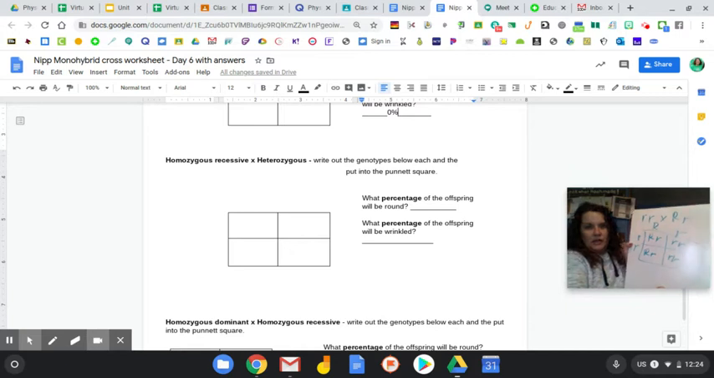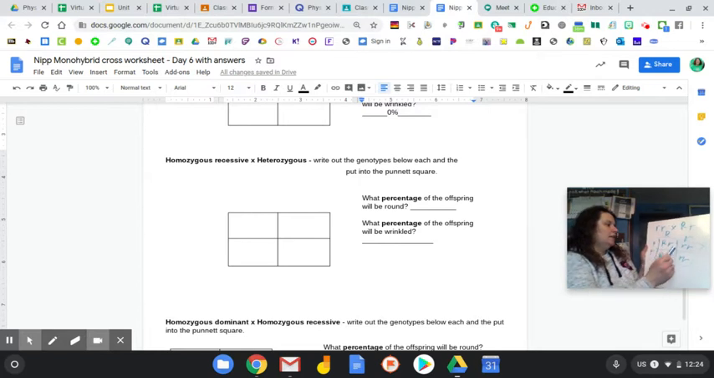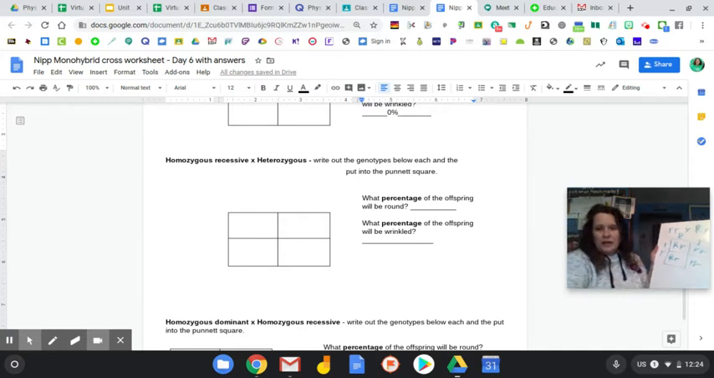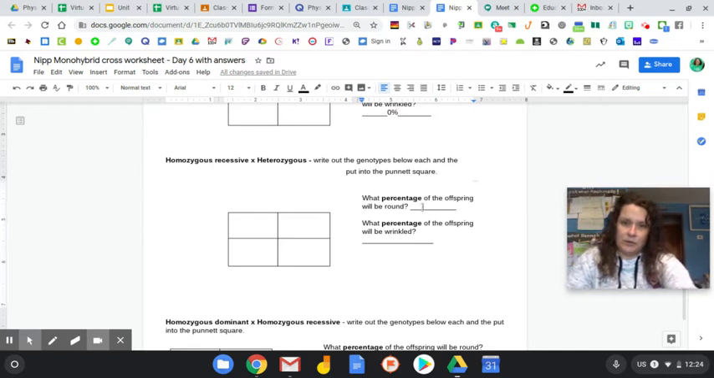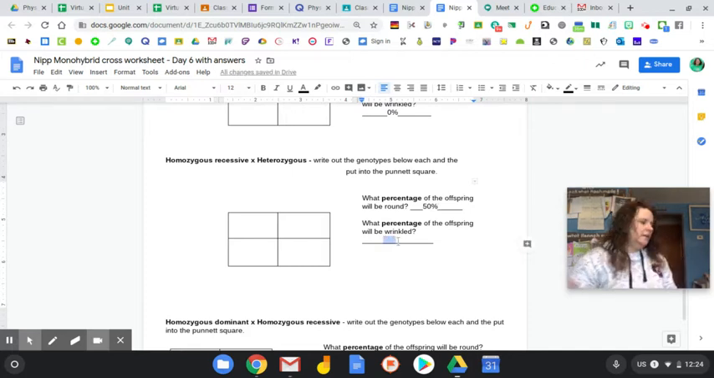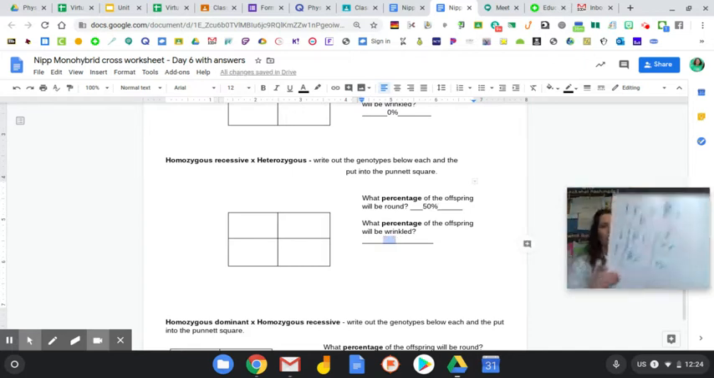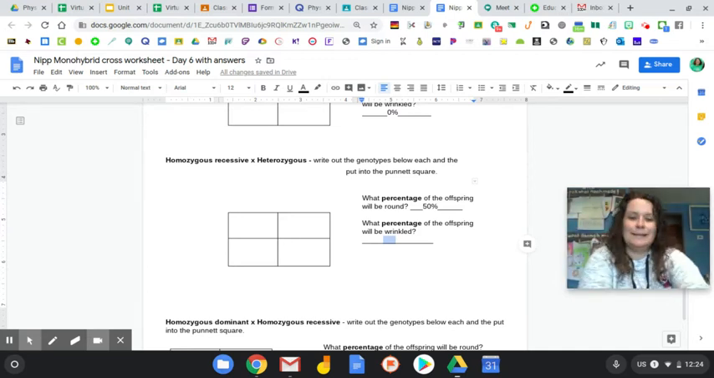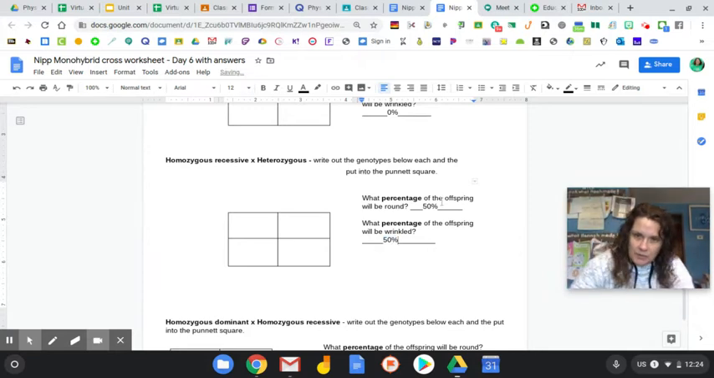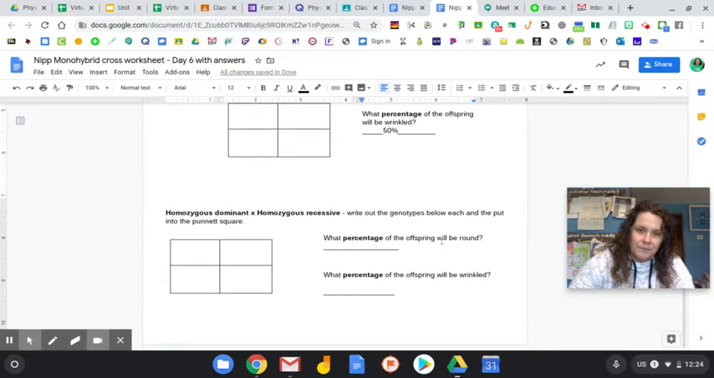So what percentage of the offspring will be round? The percentage that will be round, when I look in here, so this would be round, this would be round, these two would be wrinkled. So 2 out of the 4, there's a chance of that being round. So what percentage is that? 2 out of 4? It's 50%. And then the percent that's going to be wrinkled, again, 2 out of the 4 for that. These right here, those are going to be wrinkled. So that would be 50%. And again, both of those percentages, they all have to add up to 100%. If you're ever just kind of checking to make sure, oh, do I have that right?